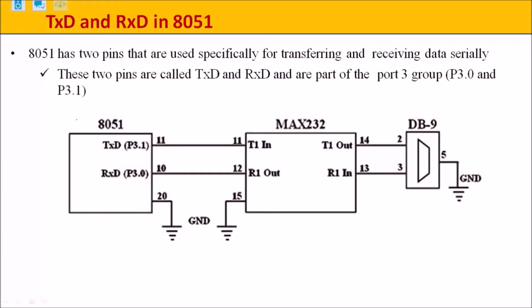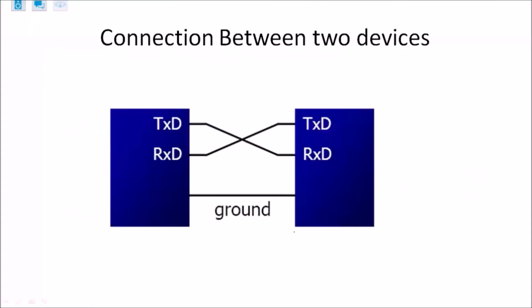Same thing is shown here. This is 8051. These are the terminals of MAX232 and then the DB9 connector. So when you want to connect 8051 microcontrollers and transmit data between this 8051, this is one IC, and this is the second 8051 IC. So how are these connections done?